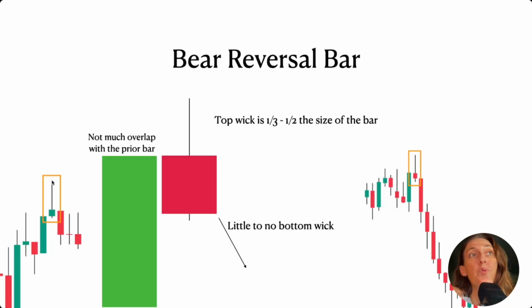We are losing upward steam. We couldn't keep price up here. So that's a pretty good hint that maybe a shift in the trend is coming. And you can see it with either two green bars or a green and a red bar.